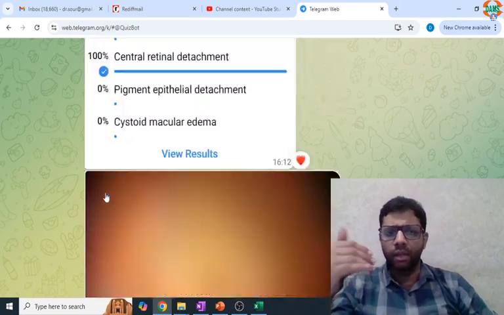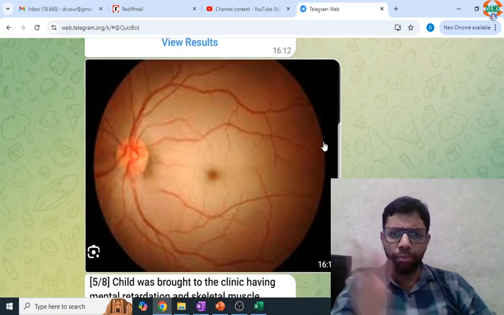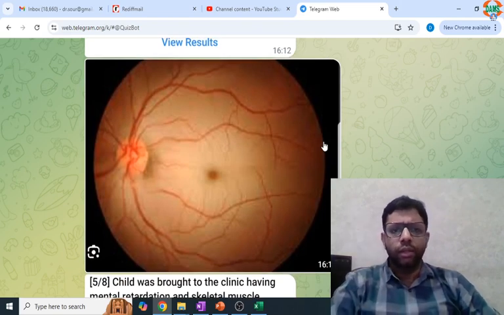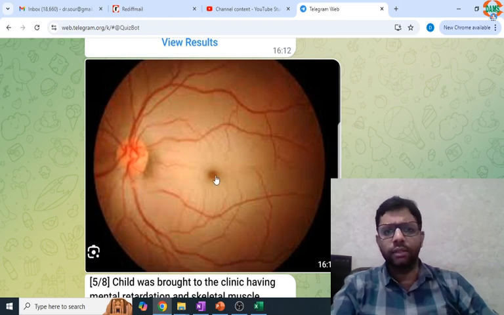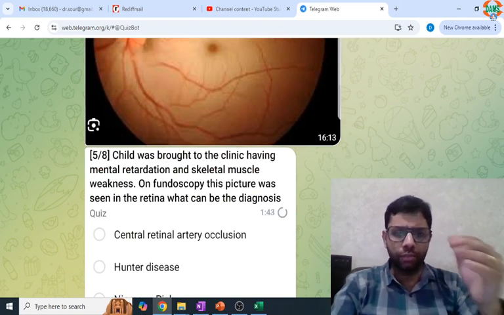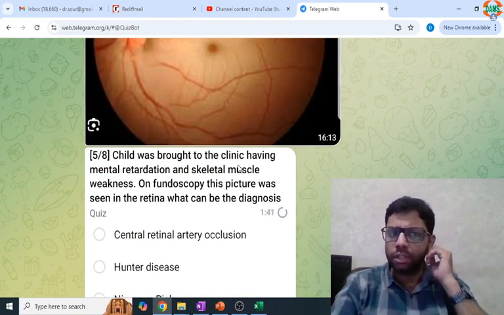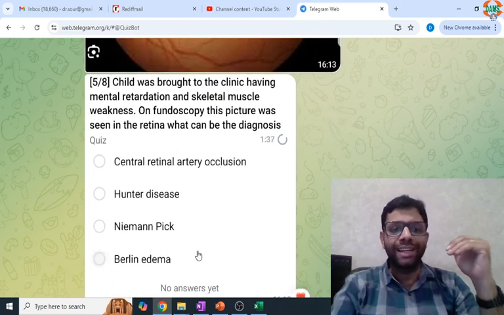In a young male, type A personality, under stress, coming to you with metamorphopsia. Now this is a left fundus picture showing edema everywhere in the retina but not in the center. This is a cherry red spot. A child was brought with a cherry red spot. Mental retardation and skeletal muscle weakness mean it is not an ocular condition. So option A and option D are ruled out.